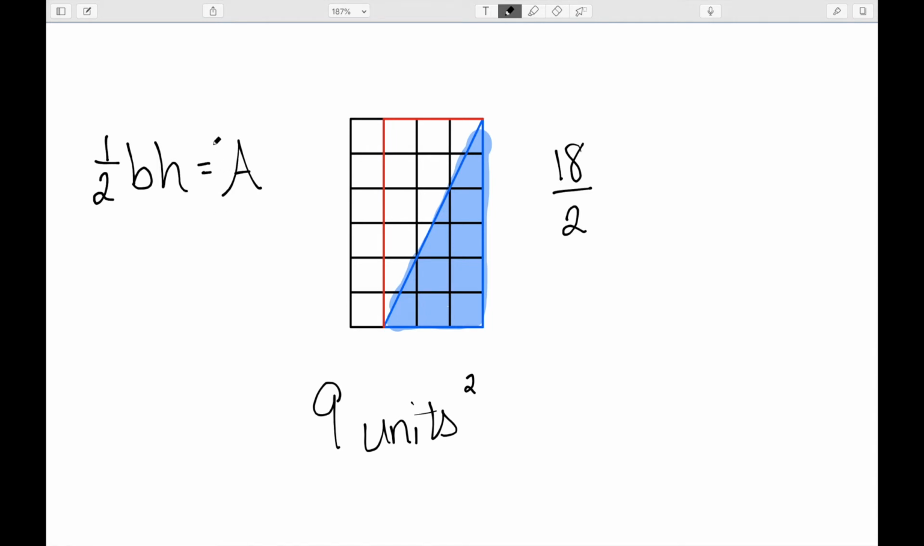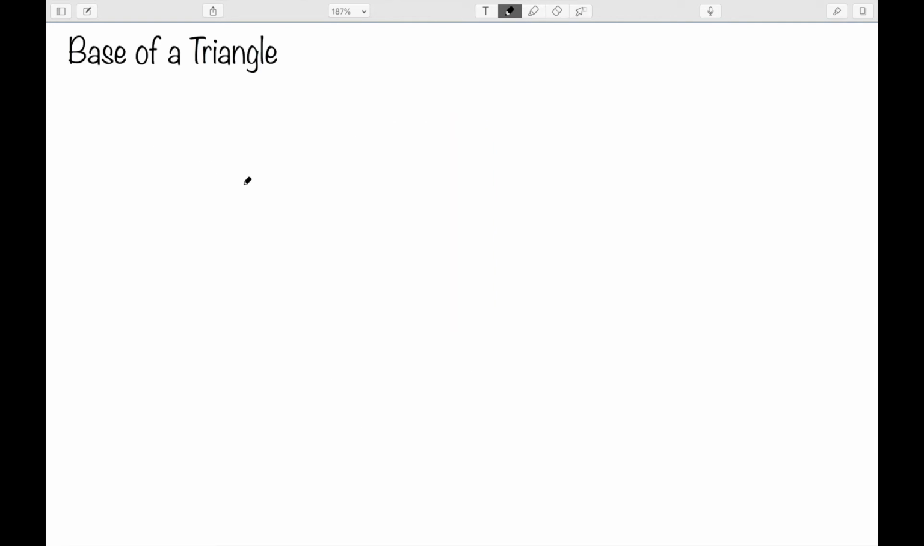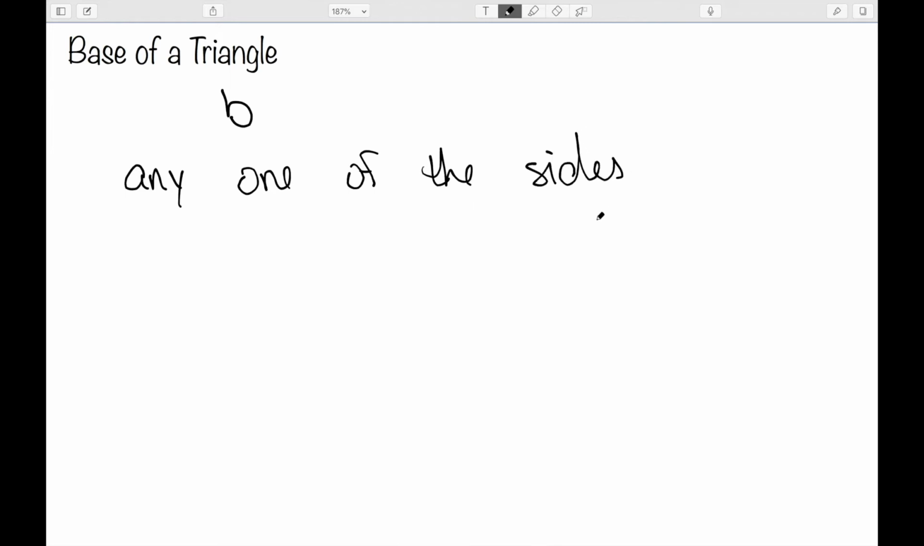So before I discuss this formula a little more in depth, let's define exactly what the base and the height of a triangle mean. Let's start with the idea of the base of a triangle. The base of a triangle is denoted by B, and it can be any one of the 3 sides of the triangle. And that would give us the base of the triangle.